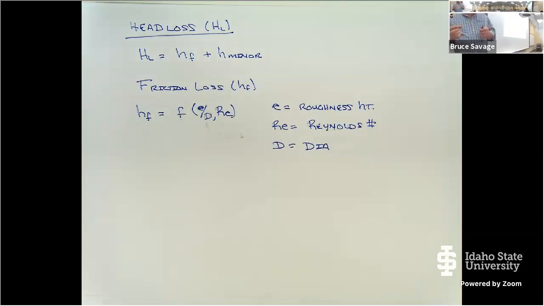And what he found was at lower flows, with Reynolds numbers less than 2,000 approximately, everything collapsed onto one curve. And then as the Reynolds number started to ramp up, it broke off into these individual families.